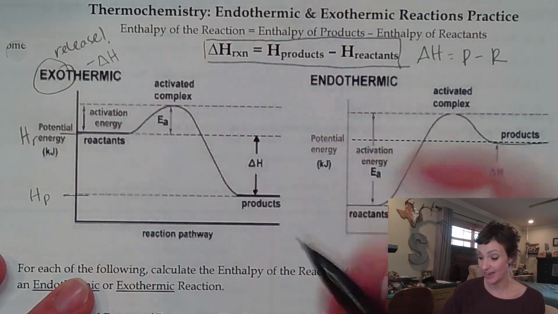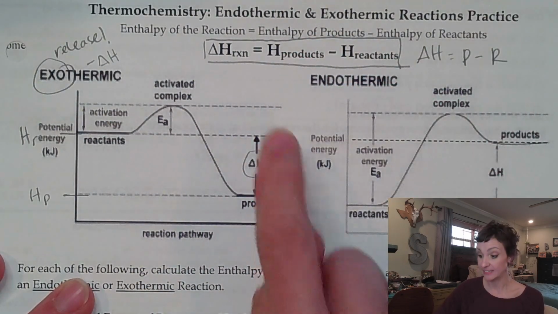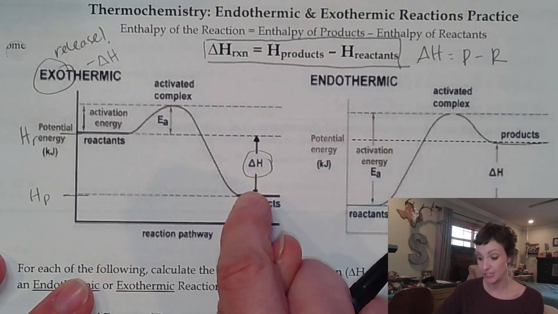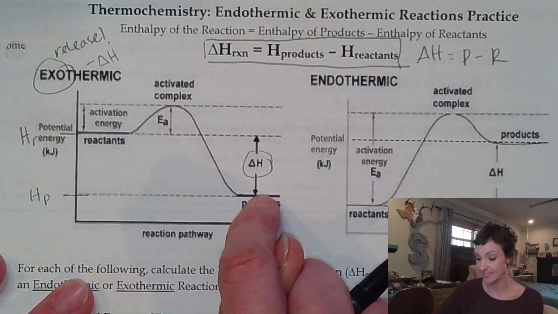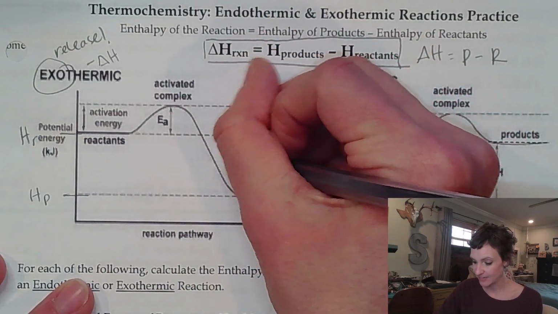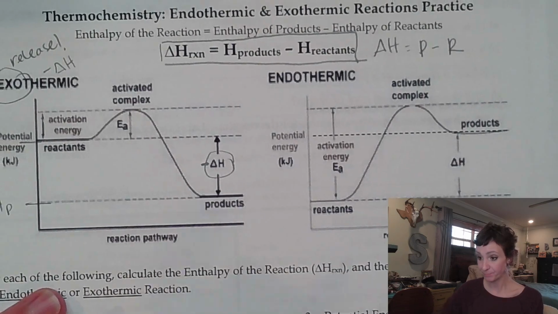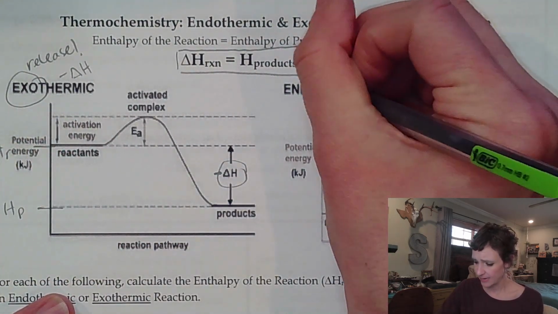As you can see in the diagram, the delta H is the difference in energy between the products and the reactants, okay? So this is a negative delta H if we want to add the negative in there. So that's my exothermic. Let's talk about endothermic.